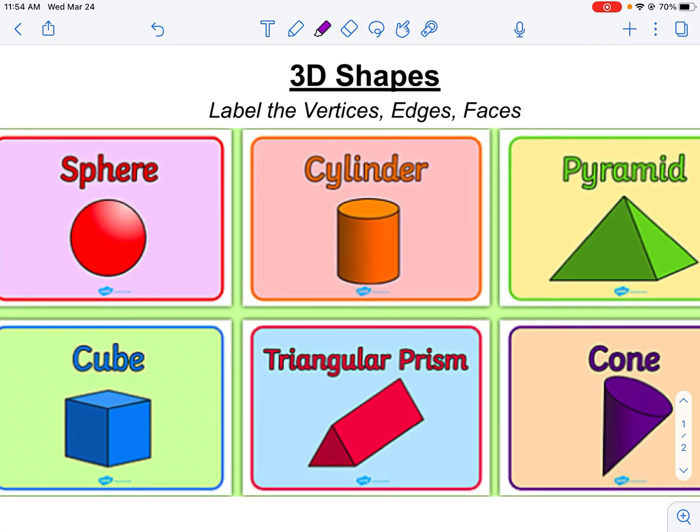So if we look at the sphere, we can see there are no points on that sphere, therefore there are no vertices. When we look at the cylinder, there are also no points on that cylinder. So we are not going to label anything on the cylinder.